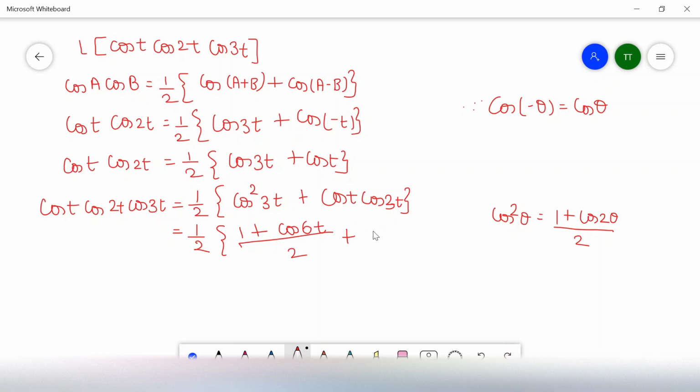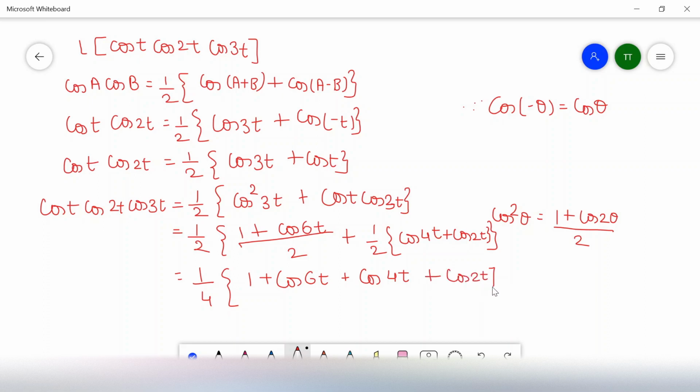So again, the cos A cos B formula: half of cos 4t plus cos 2t. So now cos t cos 2t cos 3t will be 1 by 4 times (1 plus cos 6t plus cos 4t plus cos 2t). So we just converted our multiplication form of cos t cos 2t cos 3t into addition form by using this cos A cos B formula.